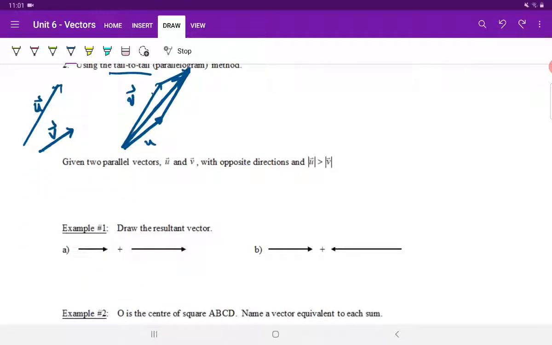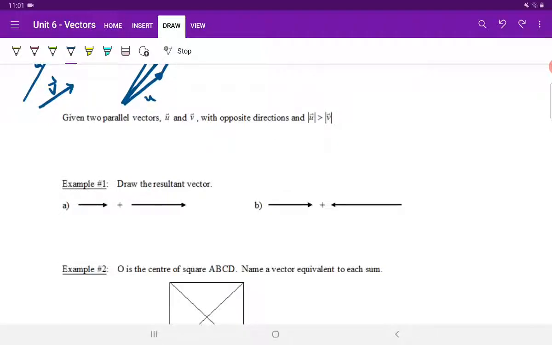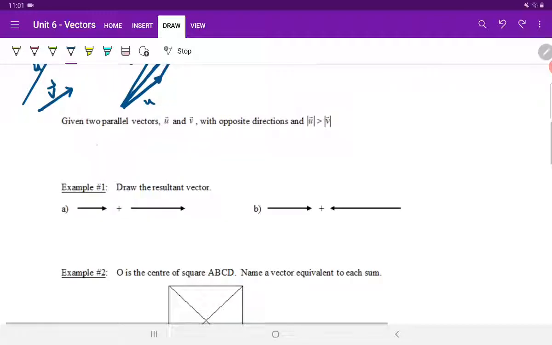Okay, so given two parallel vectors, u and v, with opposite directions. So something like this.